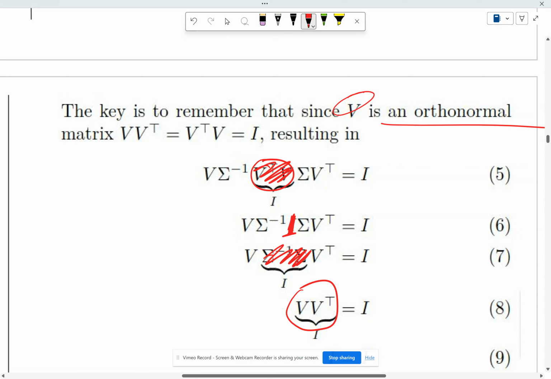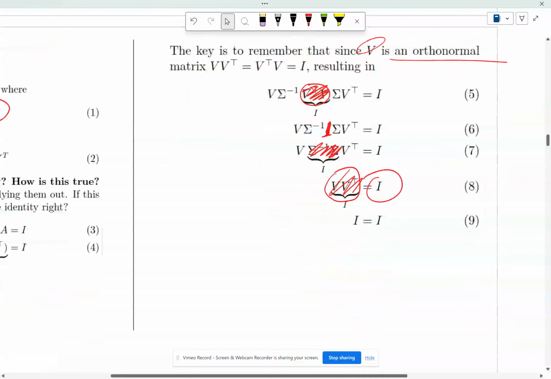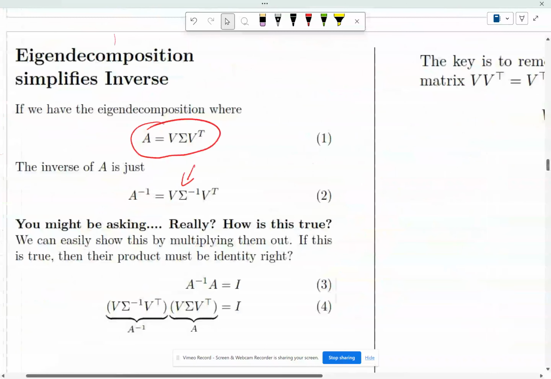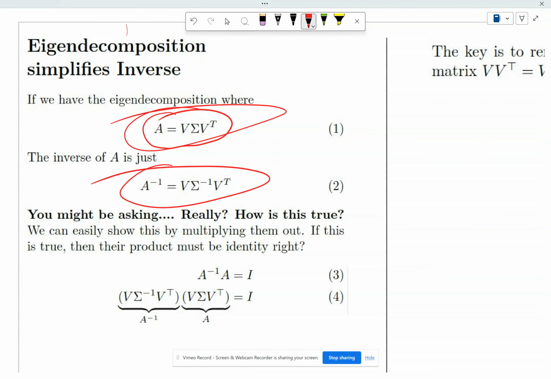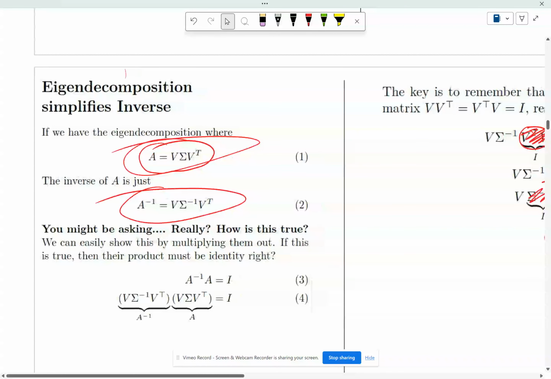And since V is the orthonormal matrix, you multiply by its transpose. Once again, you get an identity, right? So this is basically showing you that if you have the eigendecomposition, finding the inverse is actually really easy. You just take the sigma matrix and invert all the diagonal.